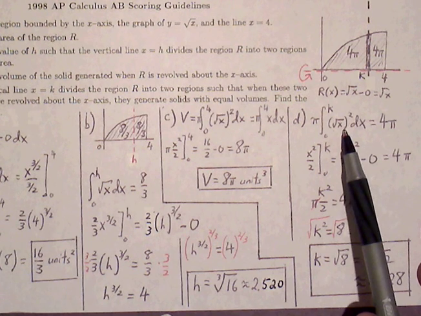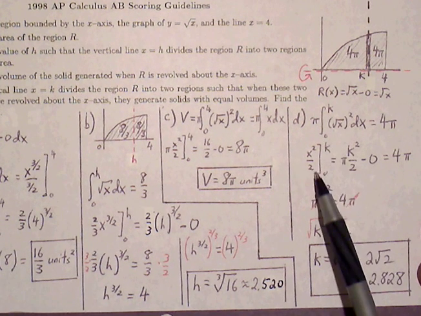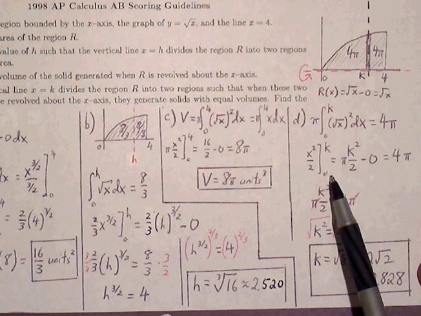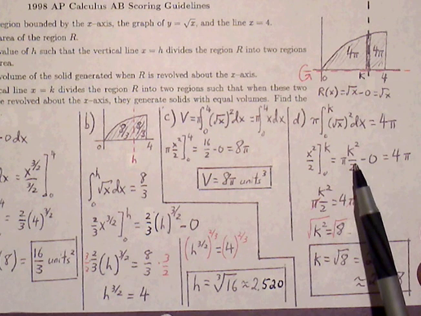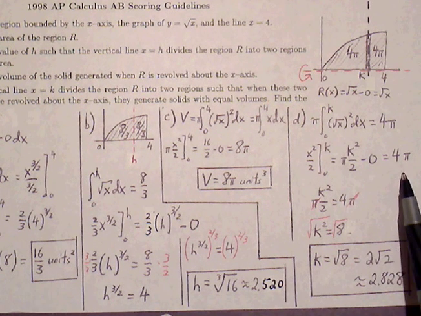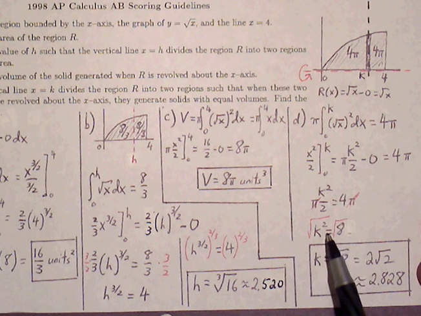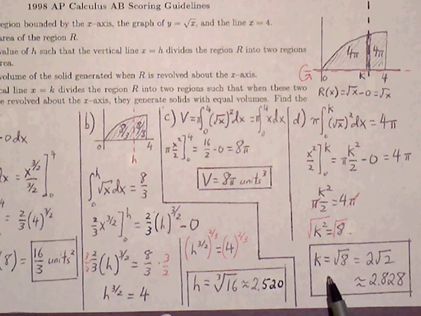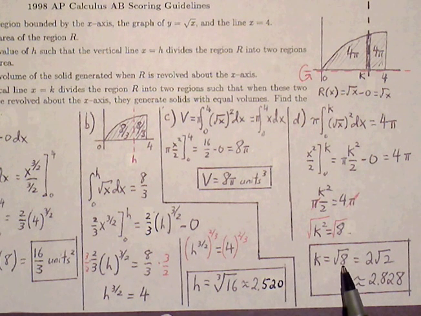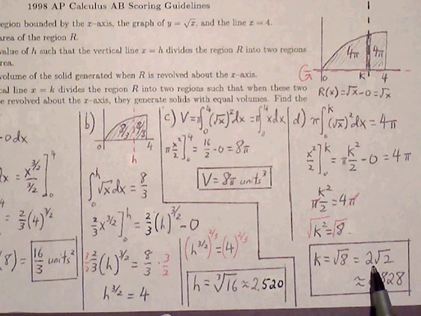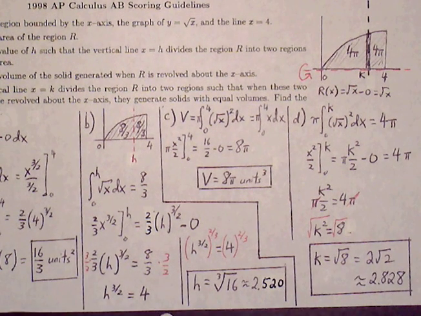So root x squared becomes simply x. Go through power rule, we get x squared over 2. Plug in upper and lower bound, plug in k for x, we get pi k squared over 2 minus 0 equals 4 pi. Pi's can cancel out. Multiply both sides by 2. We get k squared equals 8. Take the square root of both sides. Solve for k. So k is root 8, which is not a whole number, but can be reduced to 2 root 2, or a decimal approximation of 2.828.